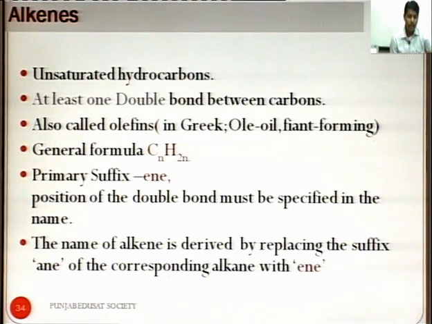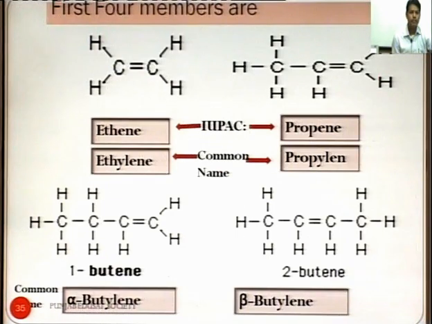The name of an alkene is derived by replacing the suffix -ane of the corresponding alkane with -ene. That is, if we have ethane and there is a double bond, then the name is ethene, that is 2 carbon with double bond, the name is -ene. The first member is ethene, C2H4, because there is a double bond.